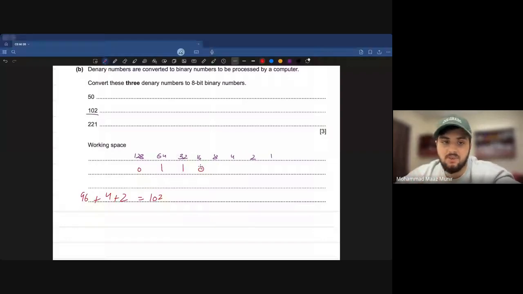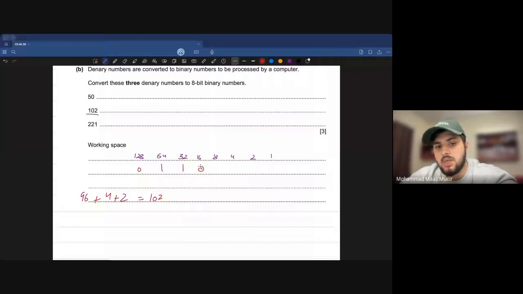Now I need to just place ones beneath those values which, when I add them, should give me 102. So this would be 0. Why? Because 128 is greater than 102, not possible. 64 would be on. When I add 32 to it, it becomes 96, right? And then to 96 I need to add maybe 4 and 2 to get 102. So I could keep this 0, 0, 1, 1, and this again 0. So this is basically how you convert your denary into binary. I don't want to waste time on the other two. So 0, 1, 1, 0, 0, 1, 1, 0. Yes, Hassan, exactly.